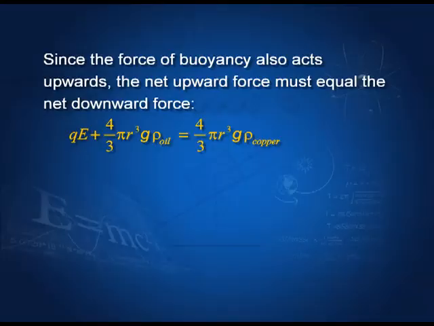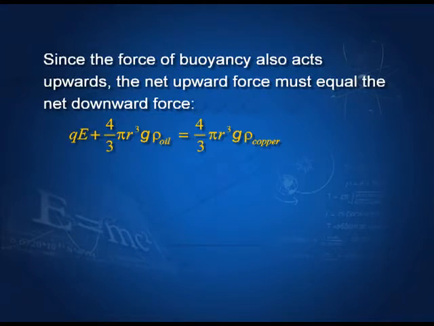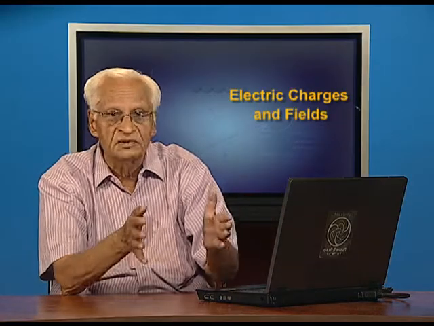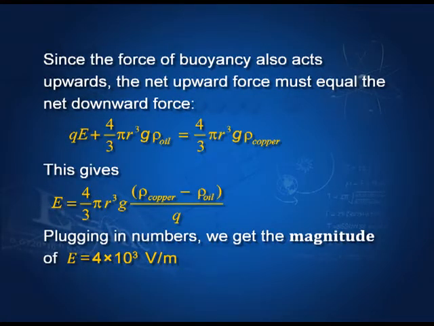So, we have qE, the force upwards, then this is the force of buoyancy, 4/3 pi r cubed times rho oil, that is the mass of the displaced oil, into g. So, weight of the displaced oil. This is the force acting upwards; this is the force acting downwards, 4/3 pi r cubed rho copper, that is the mass of the ball, into g is the weight of the ball. So, you balance these and you can find out the strength of the electric field.